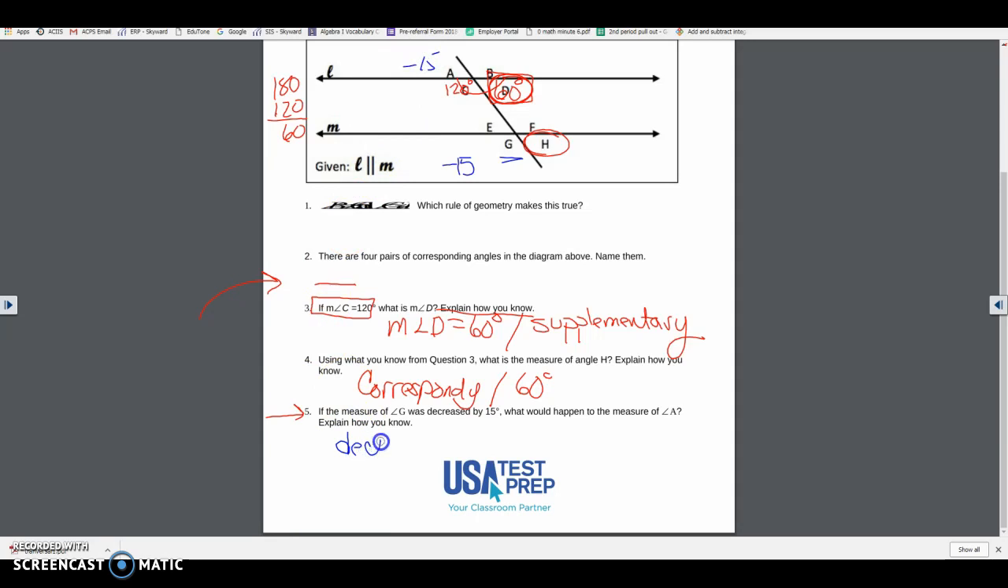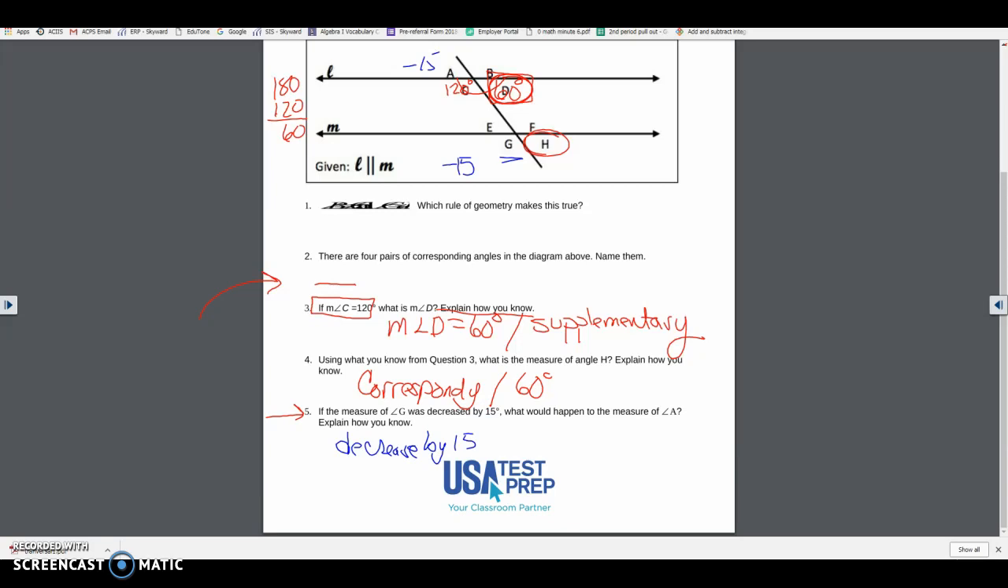So how do you know that? Because they are in the same spot, I think. They're actually not in the same spot. What was the question here? Was it the congruence? Angle G would decrease, and then angle A.